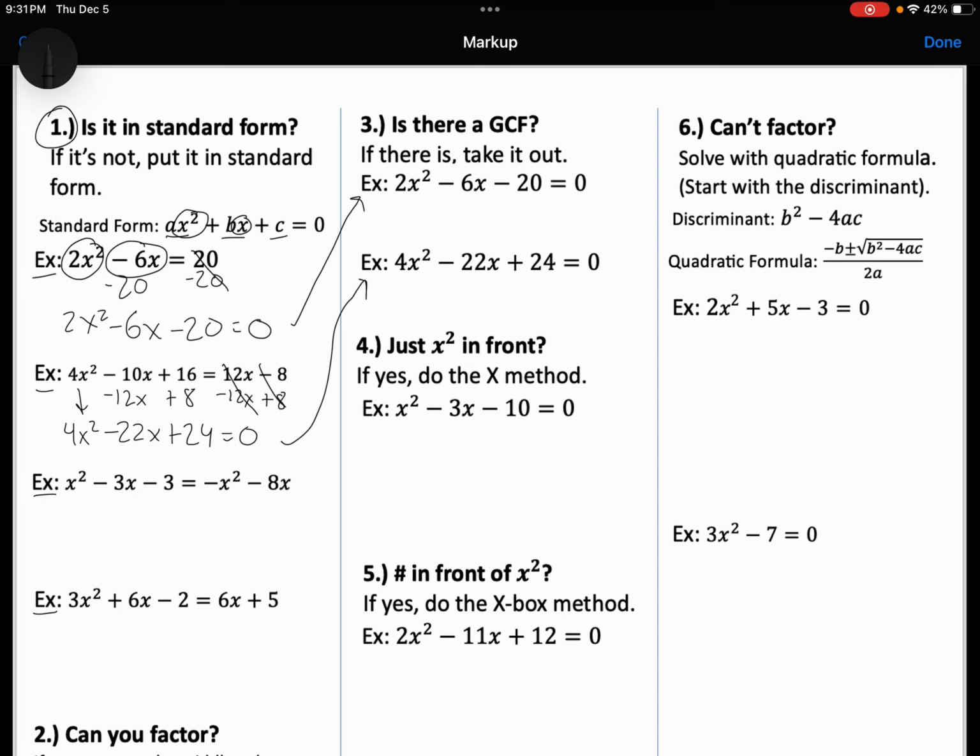For the third example, we have x squared minus 3x minus 3 equals negative x squared minus 8x. So again, to move them to the side, I'm going to add x squared, and then also add 8x in order to cancel these out. I can add x squared to the x squared over here, which will give me 2x squared. I can add 8x to the minus 3x, which will give me plus 5x.